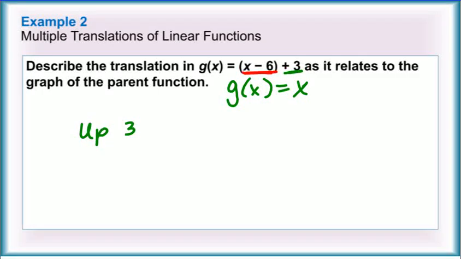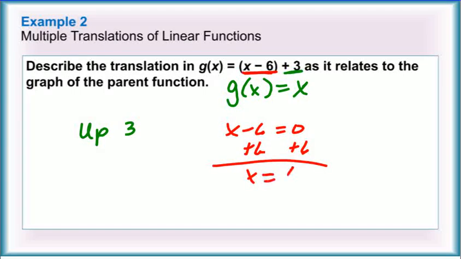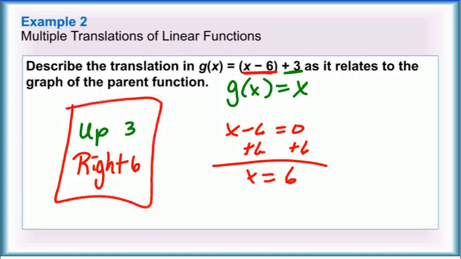this one, I would have x minus 6 equaling 0. Add 6 to both sides. X would equal positive 6. Positive 6 is to the right of 0, so this would go right 6. So our translation would be up 3 and to the right 6.